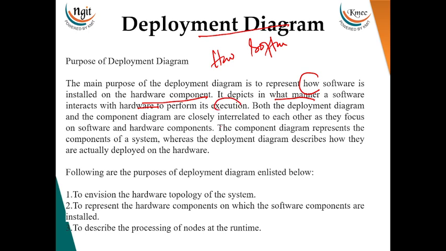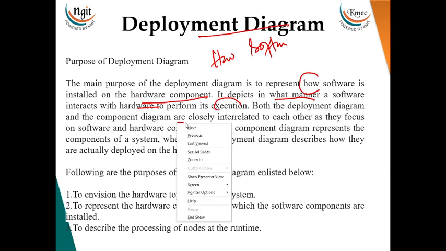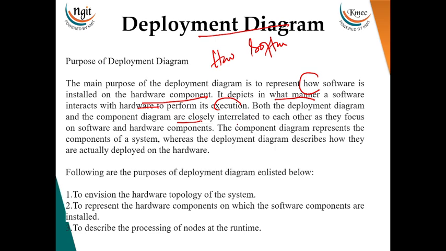Both the deployment diagram and the component diagram are closely related to each other as they focus on hardware and software. The component diagram represents the components of the system, whereas the deployment diagram describes how it is actually deployed on the hardware, or how it is implemented on the hardware. So the component diagram represents the hardware part, whereas the deployment diagram represents how software is deployed on that hardware.